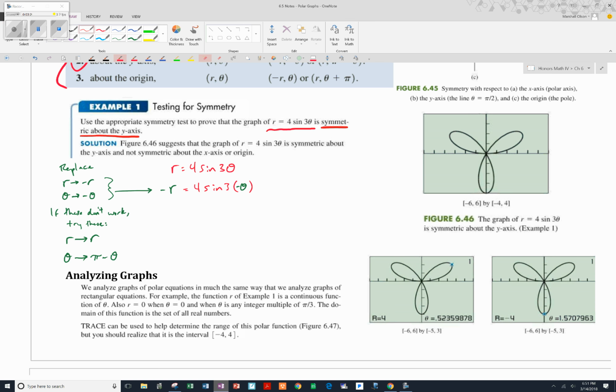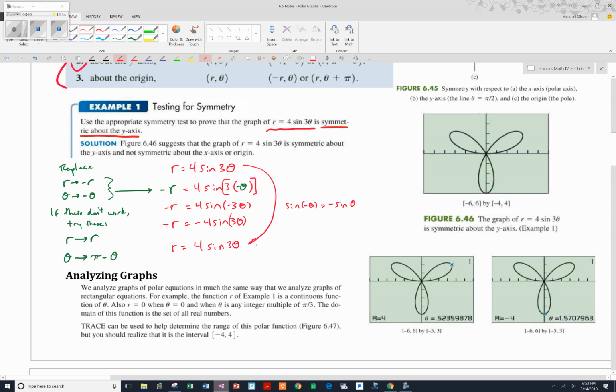So as we simplify here, I'm going to bring that negative r down. We have 4 times the sine, and really I probably should have brackets around this because those are both within that sine function. I can multiply those together. I have the sine of negative 3 theta. And if you remember from our identities, the sine of a negative angle is equal to the opposite of the sine of the positive angle. So I can rewrite this as negative 4 sine of 3 theta. And then we'll divide both sides by negative 1, or multiply both sides by negative 1. And we end up with the equation that we started with. So that means that there's symmetry in the y-axis.